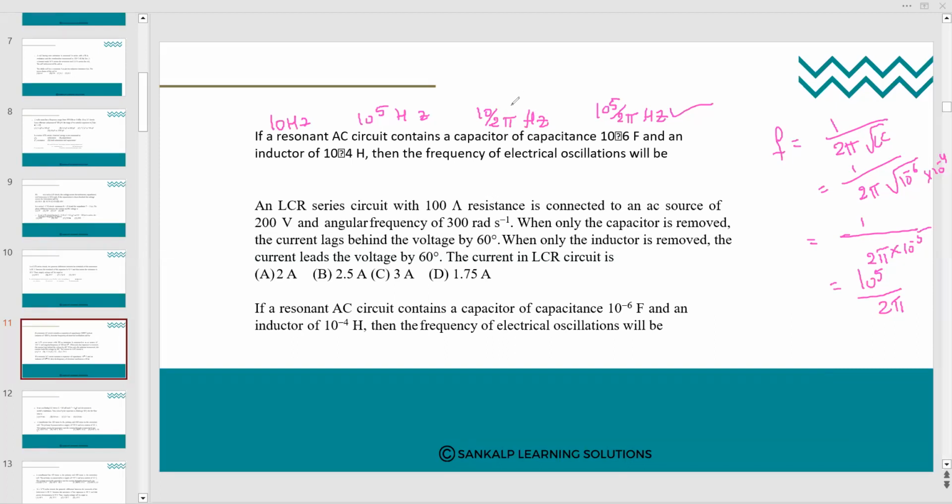The current in the LCR circuit is. So the options they are giving are 2 ampere, 2.5 ampere, 3 ampere, 1.75 ampere. Yes, how to calculate this? See.